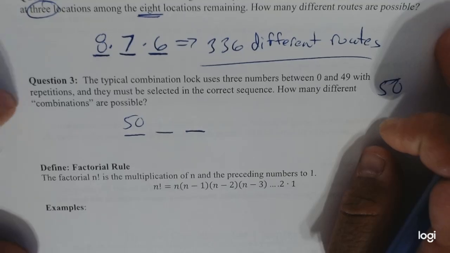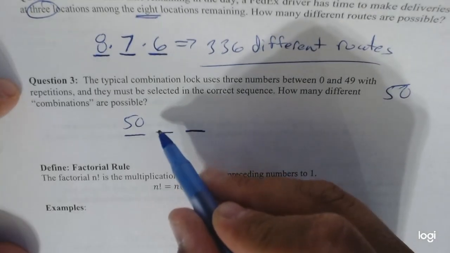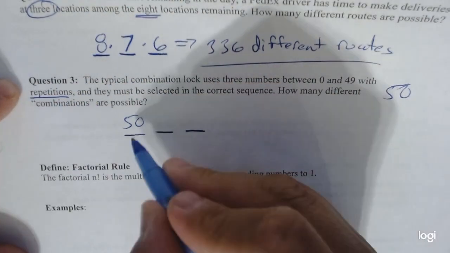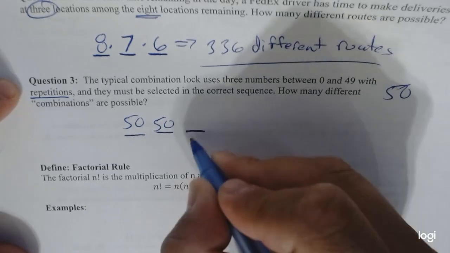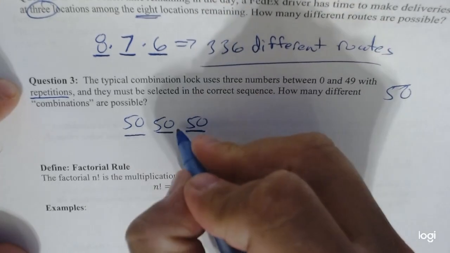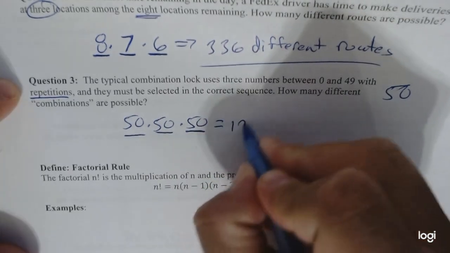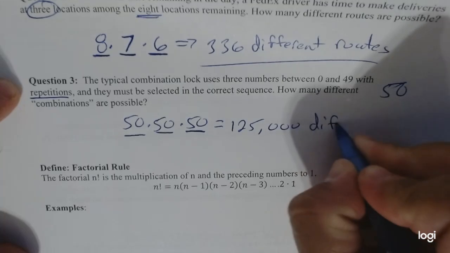Now here's a trick question. It says with repeats. So for my second choice, how many numbers can I choose from? And it's not 49, right? Because I could technically repeat it. So I can have like 0, 0, 0 as a combination. So I could have 50 more. And then your third choice is the same, right? 50 as well. So again, according to the fundamental theorem, I multiply, and it gives us a grand total of 125,000 different combinations.